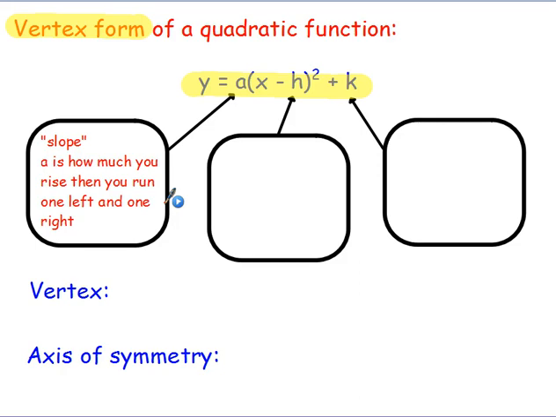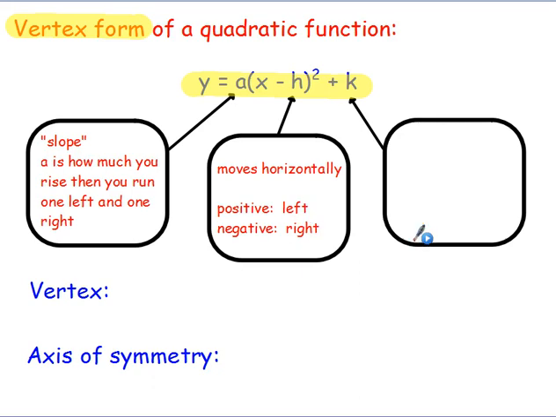H, this is a shifting number. So H moves the graph horizontally, left and right, and we've seen this before. When H is positive, it goes left. When H is negative, it goes right. Again, it's the opposite of what you would think.